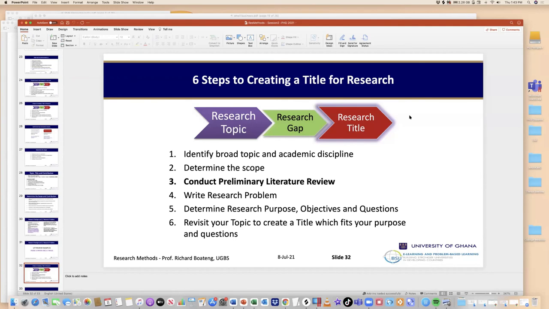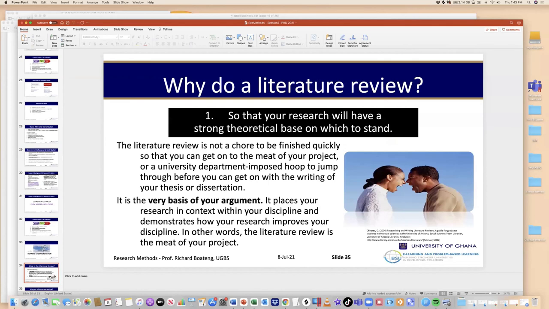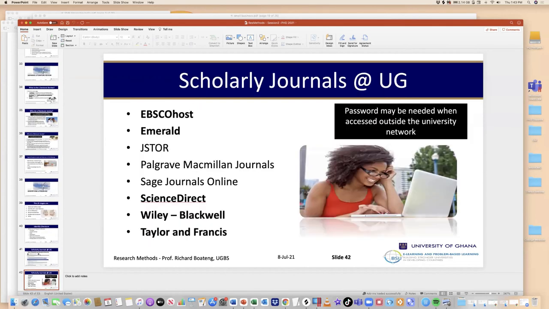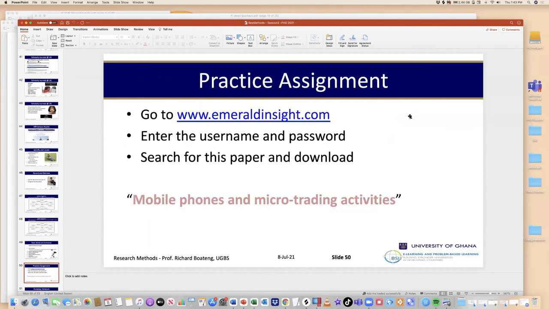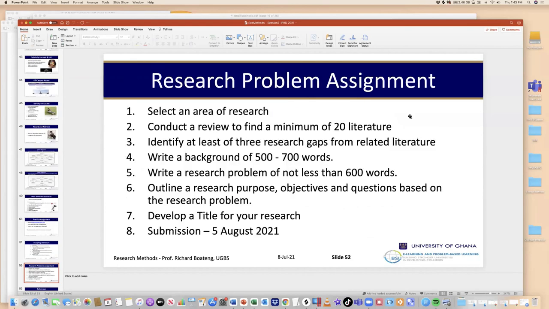We'll continue next week, delving into the same matter again, looking at how to do a literature review and going back to the research gaps to know how to formulate them. It's been great teaching you, but there's something that you will be doing at the end, and I want you to keep it in mind. This is going to go towards your research proposal that you have to produce at the end.